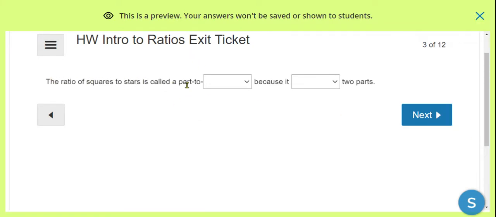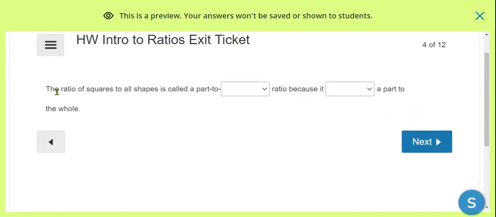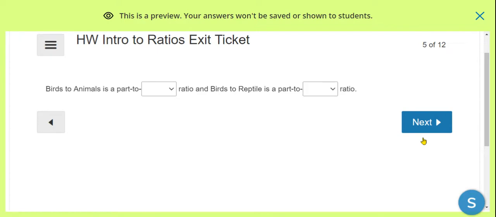So the ratio of squares to stars, when it's part to part, squares and stars are both shapes, and they compare two different parts. The ratio of squares to all the shapes, we're going to call that part to whole, or part to total, because it compares a part to the whole group of shapes. So birds to animals would be part to whole, and birds to reptiles would be part to part. Or let's say you're talking about all of the animals, it'd be birds out of all the animals, or part to total, or it'd just be talking about birds and reptiles.